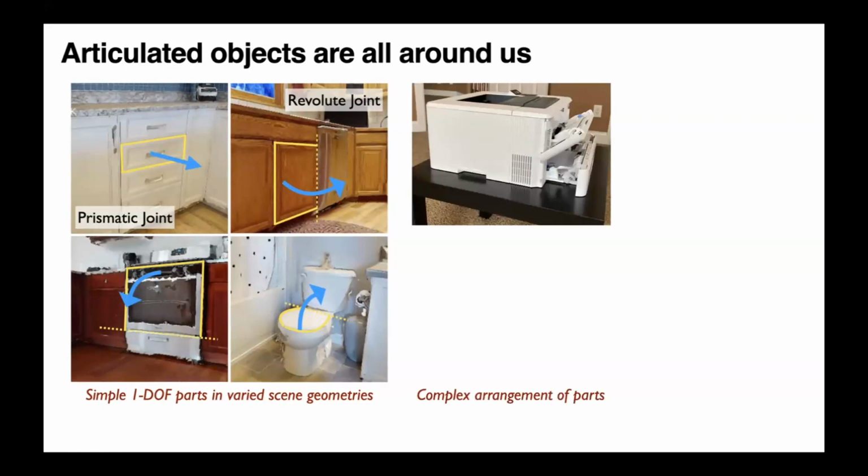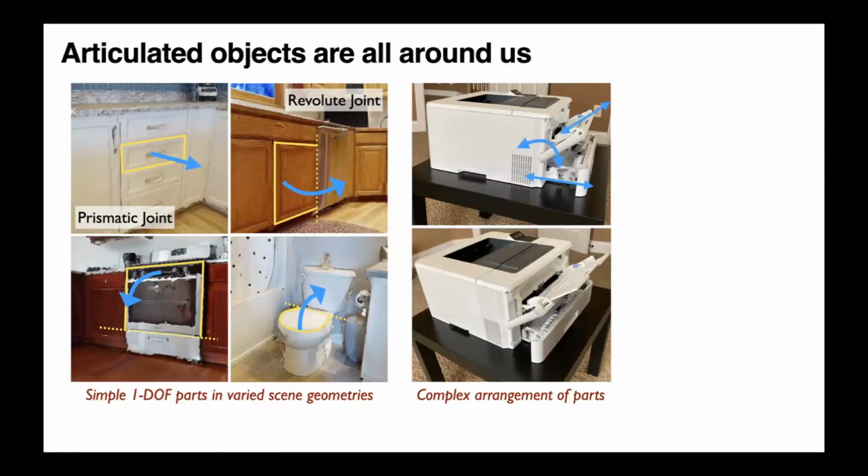We also have more complex objects. So here's a printer at my home. It's not just one part, but a composition of many, many parts, right? So this part can come out, this part can rotate, but not just that, these are parts which are arranged in a hierarchy, right? So I can have this extension which can come out and so forth, right?